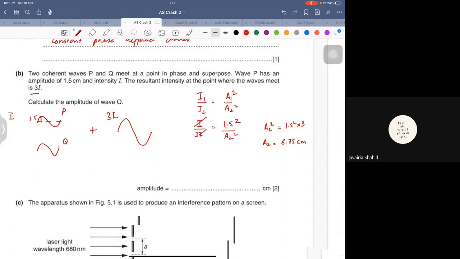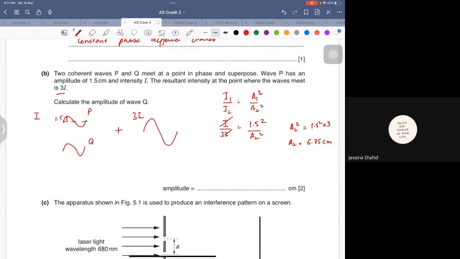Okay, that was centimeter. Now, the sum of the amplitudes of Q and P created this amplitude, which was 6.75, as you guys tell me. So if this was 1.5, AQ we want to find. What would be the amplitude of Q, please? I guess we didn't take the square root of 6.75. It is actually 2.59.